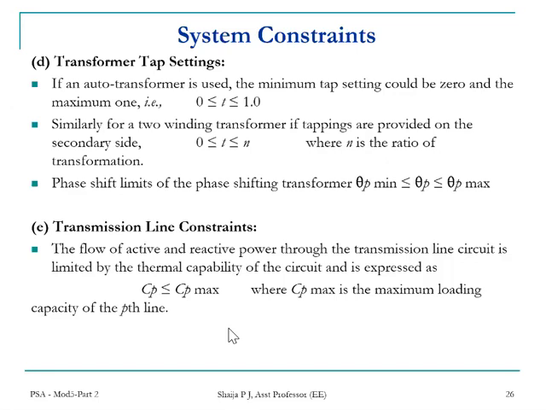And next is the transmission line constraints. The flow of active and reactive power through the transmission line circuit is limited by the thermal capability of the circuit and is expressed as Cp less than or equal to Cp max, where Cp max is the maximal loading capacity of the pth line. So every transmission line has a capacity, and under thermal consideration, the power being transmitted through it should not exceed the Cp max value.